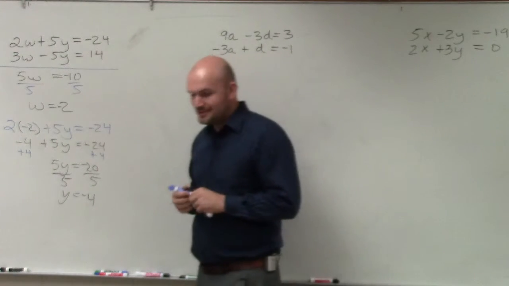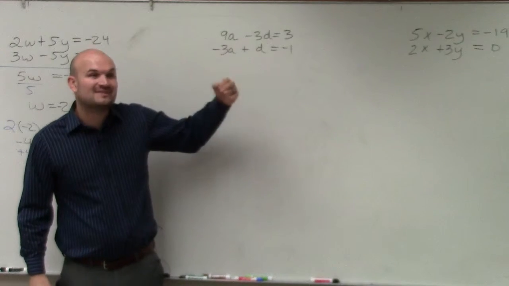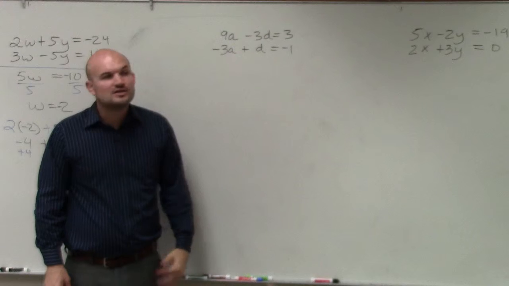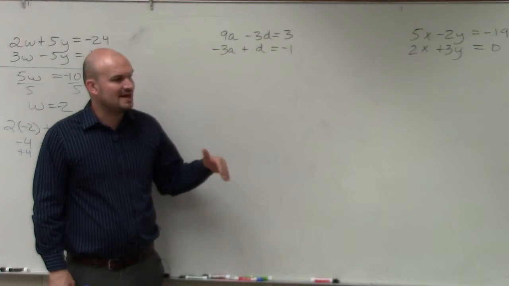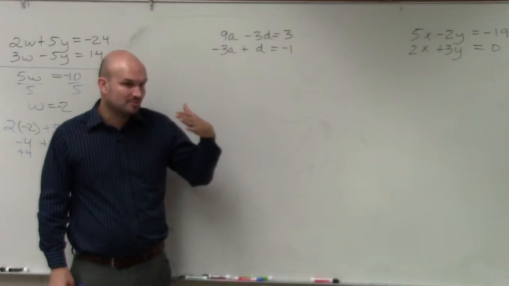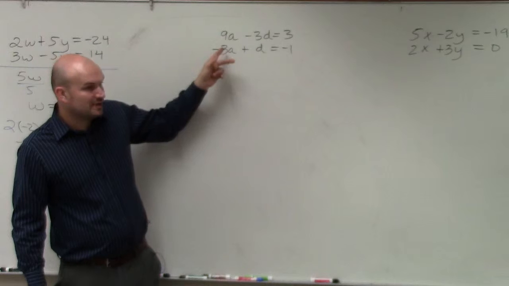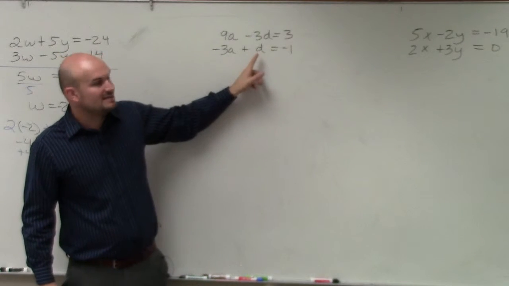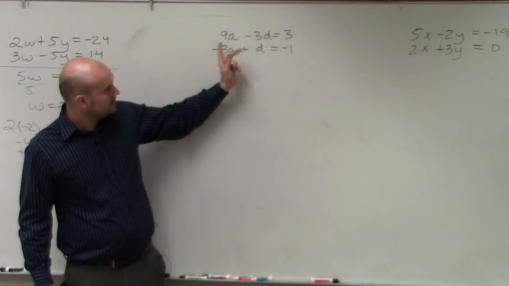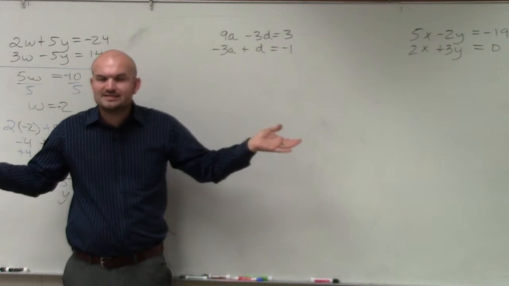OK, good. So in this example, we don't have variables that have the exact same coefficients. All right? So the next thing to do is look for variables that have the simplest LCM, least common multiple, for their coefficients. Now, in this case, you could see I have 9 and 3, or 3 and 1. So both of those are going to be easy to find the common multiple.